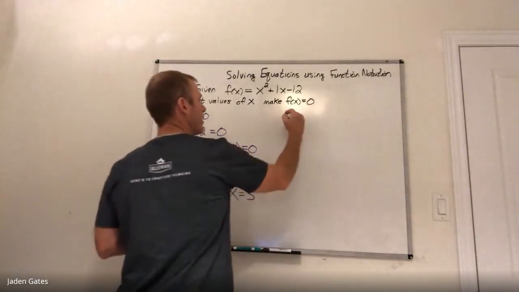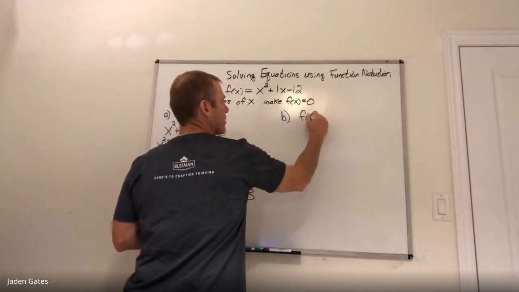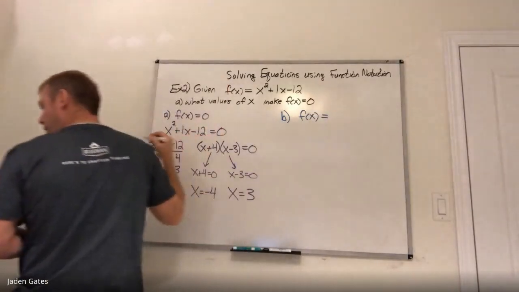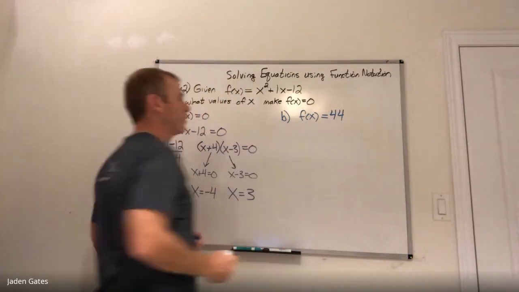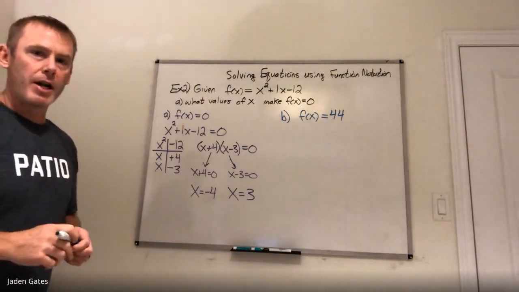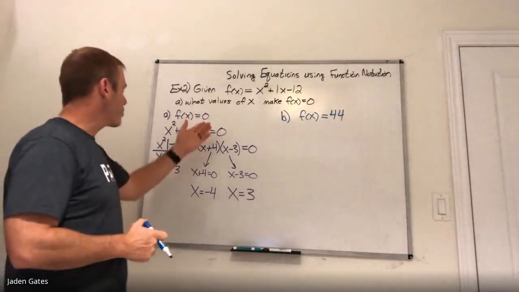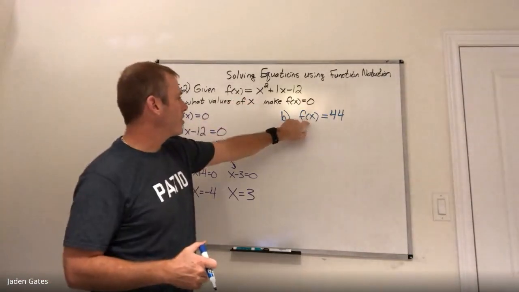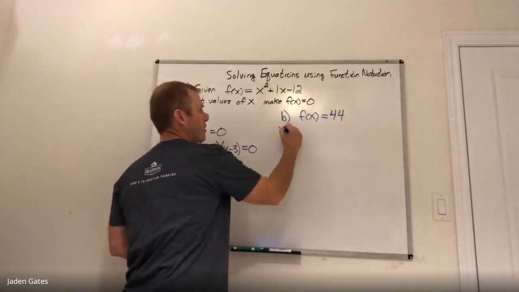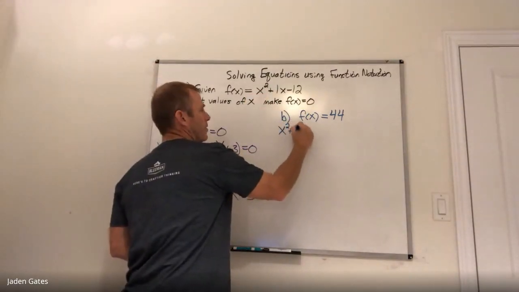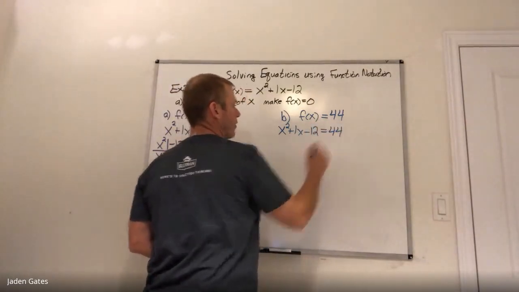All right, now I'm going to do another one here, where we go B. What makes f of x equal to, I believe, 44? There we go. All right, now there's a little catch to it. Well, not a catch to this one yet, but again, to start, I'm going to make my substitution. There's f of x. I know what the function is. It is x squared plus 1x minus 12 equals 44.